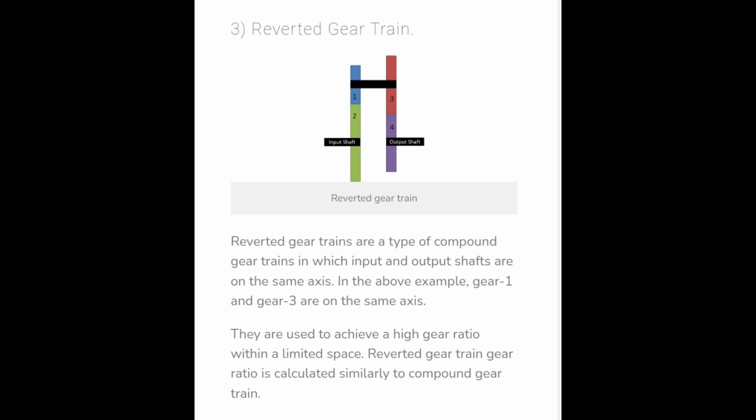There is the third, reverted gear train. Reverted gear trains are a type of compound gear train in which the input and the output shaft are on the same axis. In the above example, gear 1 and gear 3 are on the same axis. They are used to achieve a high gear ratio within a limited space. Reverted gear train gear ratio is calculated similarly to the compound gear train, like the example here.